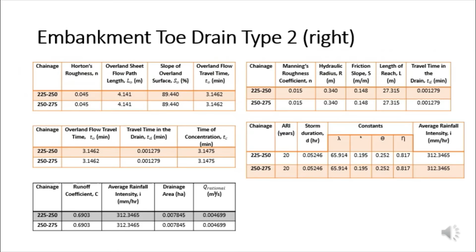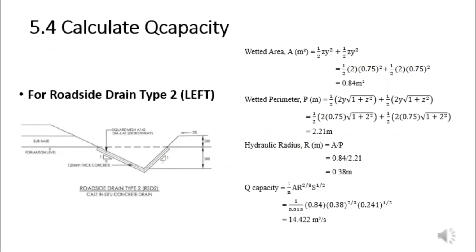0.005032. For the right side toe drain in channels 225 to 275, it is also the same as the left side. We need to find the L0, S0, S, and L in the plane profile. Then we can calculate the T0, TD, TC, I, and Q rational. Finally, we get the Q rational of the right side toe drain is 0.004699.